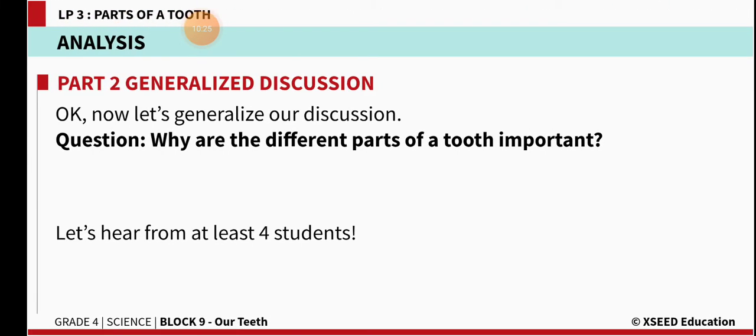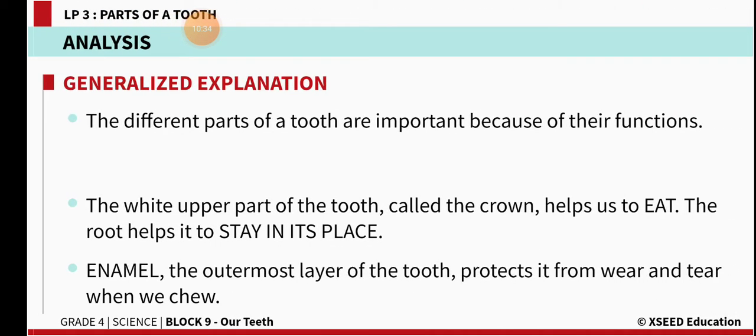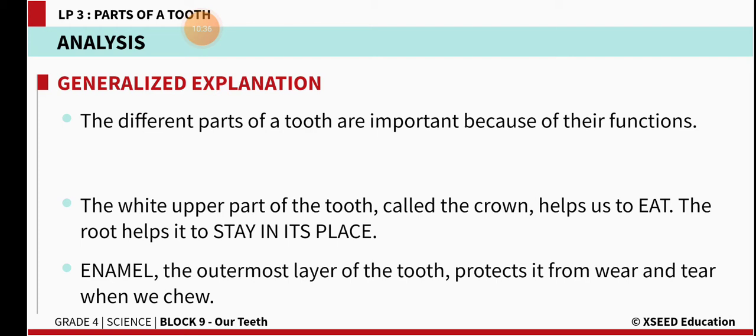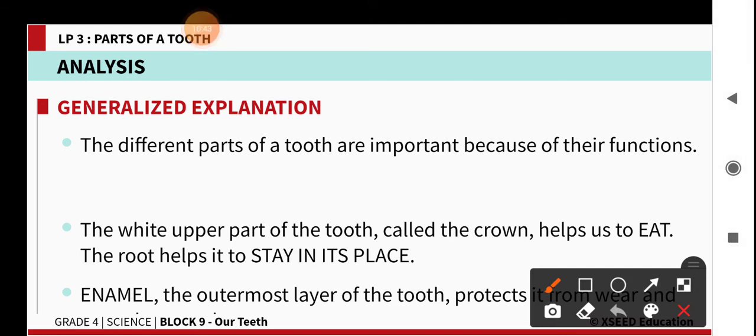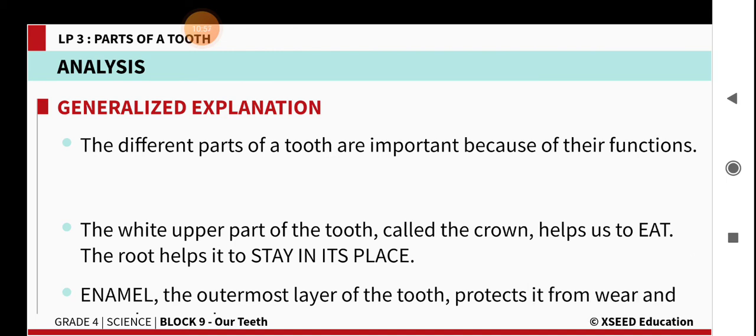Why are the different parts of your tooth important? Different parts of the teeth are important to protect our tooth. Their functions are different. Suppose enamel is protecting the tooth, dentine is supporting the enamel, pulp is supplying the nutrients. Like that, different parts are doing different functions. That's why all these parts are important in a tooth.